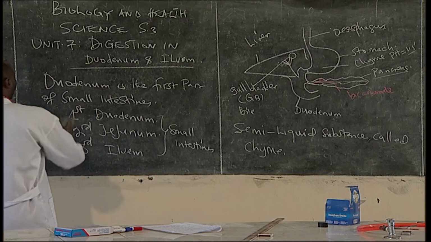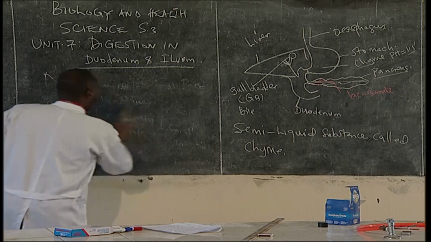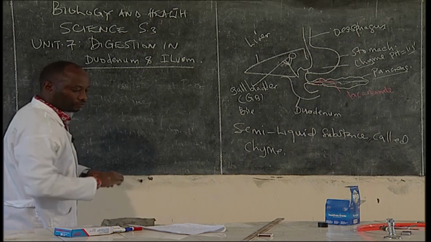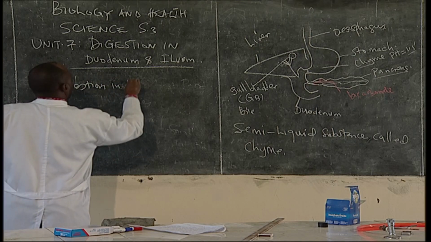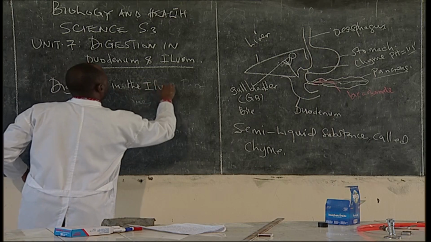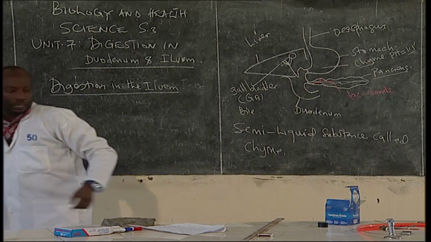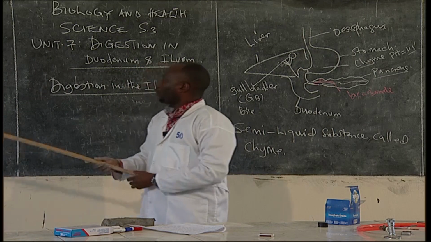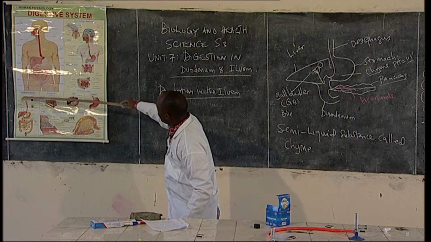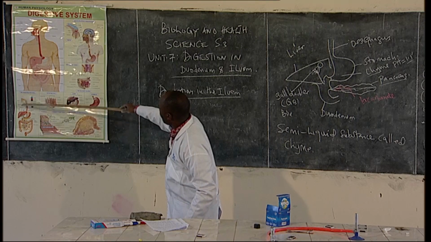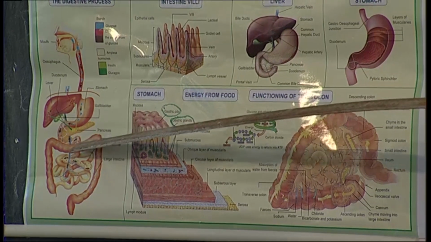Now, let's talk about digestion in the ileum. Students, if I say digestion in the ileum, let's have the diagram here. I will try to have the diagram, and I will show you where the ileum is located. This is trying to show you the structure of the alimentary canal. We have the mouth, stomach. The first part of the small intestine, we have the duodenum.